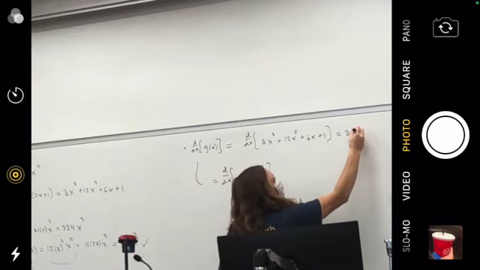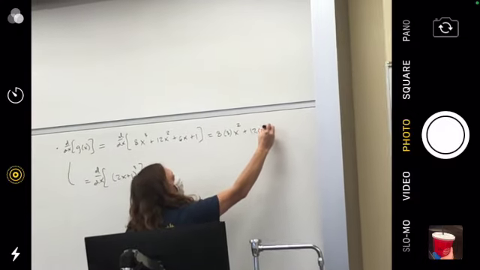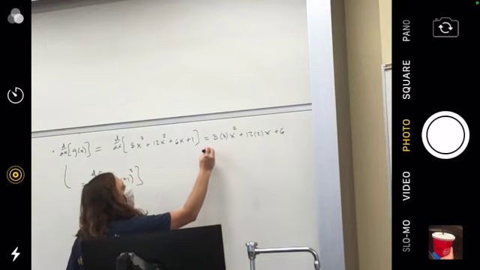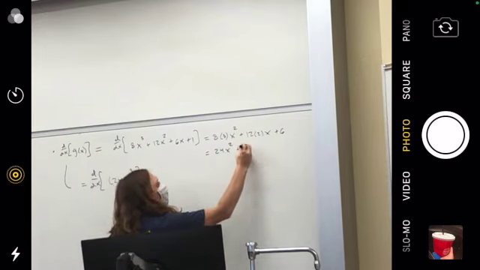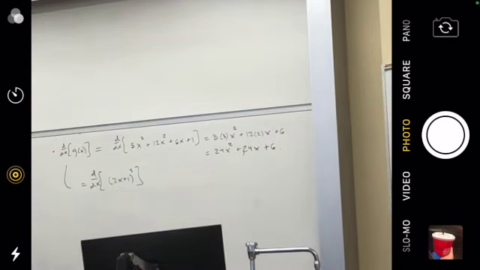8 times, bring the 3 down, subtract 1. 12 times 2, x to the first, plus 6. So we get 24x squared plus 24x plus 6. As far as derivatives go, that's an easy derivative, right? And something like that's the best you hope for.